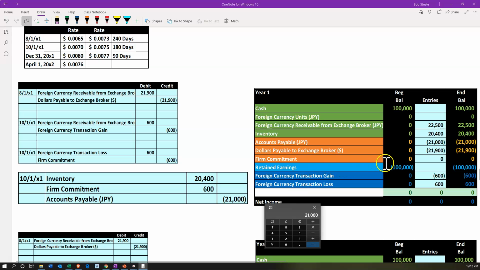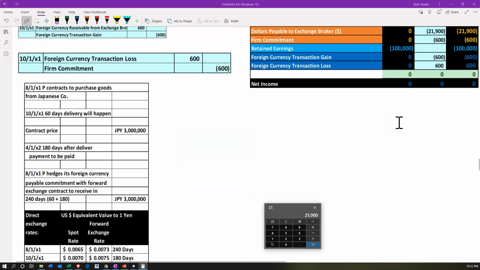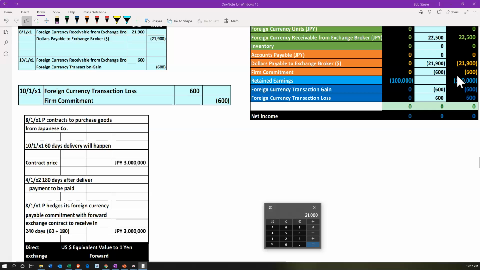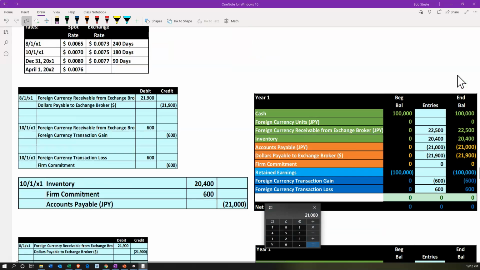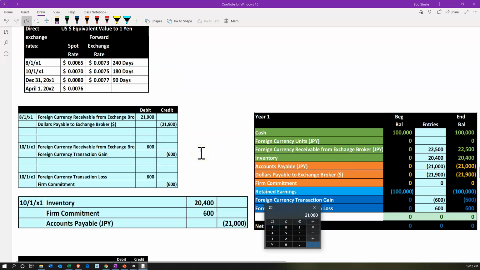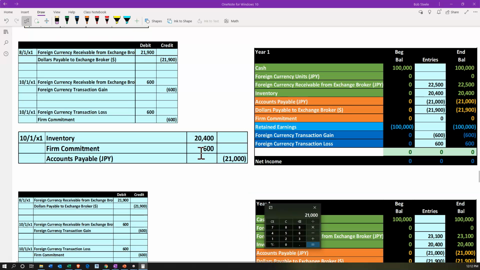Then we have this firm commitment that we had on the books, and I'll go back up to the prior slide, the $600. That now is going to go off the books. It's on the books as a credit. We're going to take it off as a debit. And then the difference is going to be the inventory. So you can see what happened with inventory.